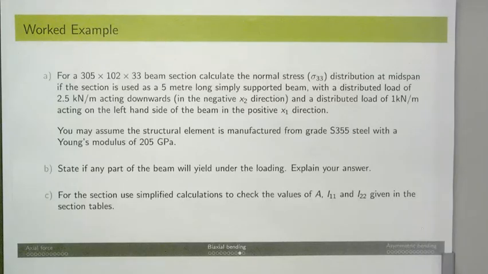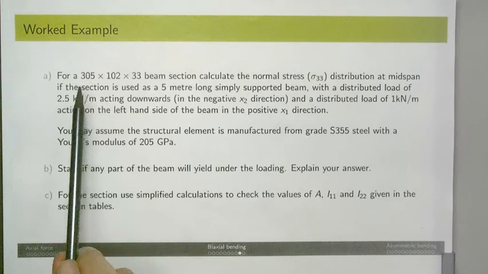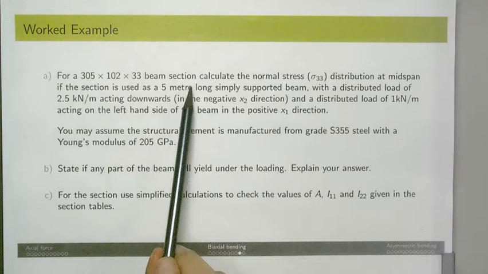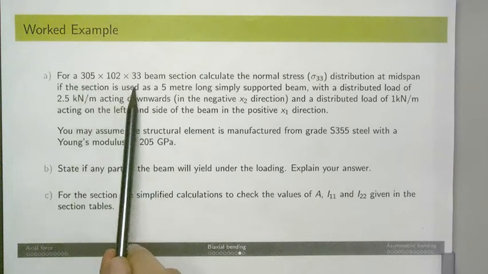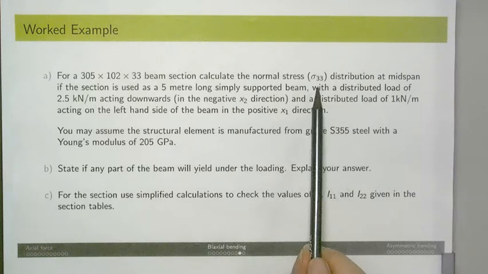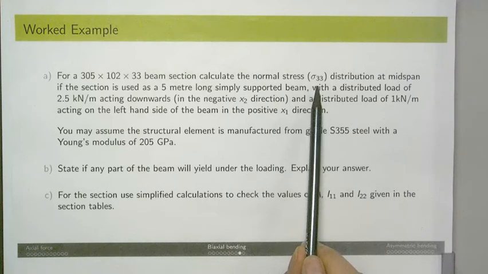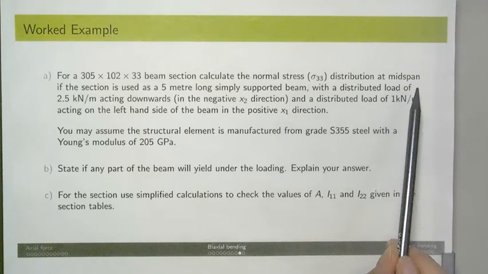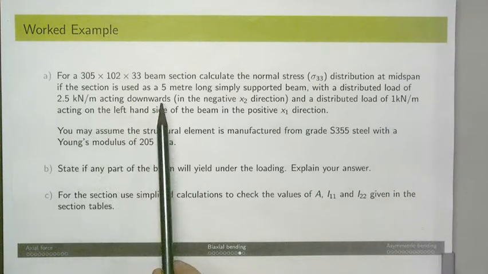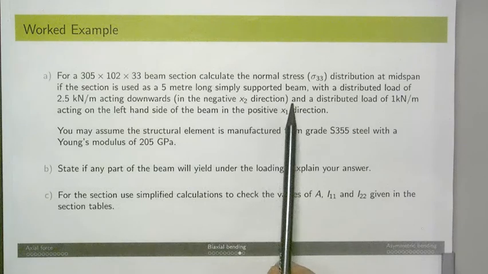For the biaxial bending worked example, we're given this information. It's a beam section, and I'll come on to what the numbers mean in just a second, but it means it's effectively an I section. And we're asked to calculate the normal stress distribution, so obviously bending moments will give rise to a normal stress distribution at mid-span if the section is used as a 5 metre long simply supported beam.